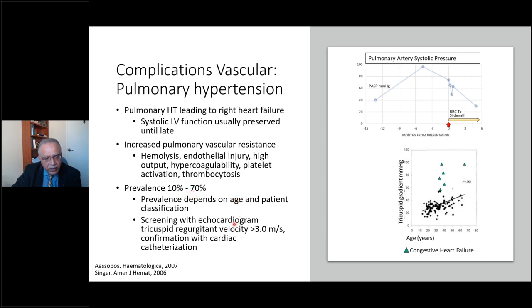We suggest screening with echocardiogram, and if a patient has a tricuspid regurgitant jet velocity more than 3, then that should prompt a cardiology referral and consideration for cath. On this slide is a paper from patients from Greece that shows that the occurrence of tricuspid jet velocity in the abnormal range goes up with age.